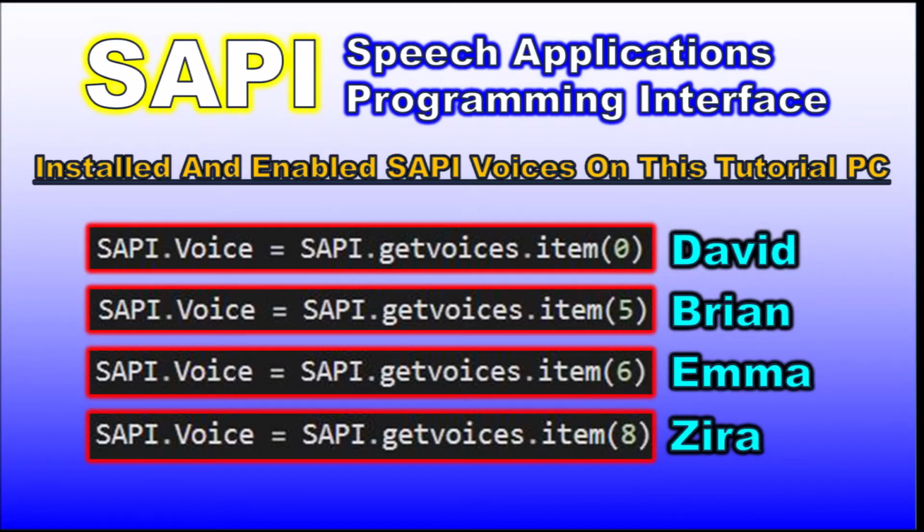On this tutorial PC, we have already identified that we have 4 installed and enabled voices. David, at array reference 0. Brian, at array reference 5. Emma, at array reference 6. And Zara, at array reference 8.